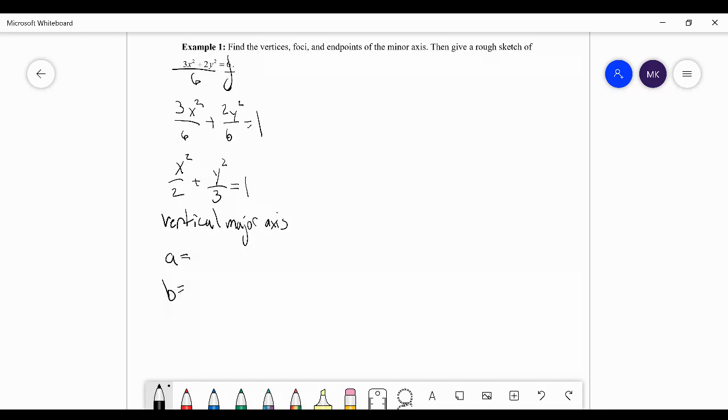So let's clearly define for ourselves what is A and what is B. Now remember, A is the bigger of the two. So A is the denominator under the y term. And since the denominator is 3, which is really A squared, A is the square root of 3. And B, the denominator of the x term, is 2, which is really B squared. So that means B is the square root of 2.